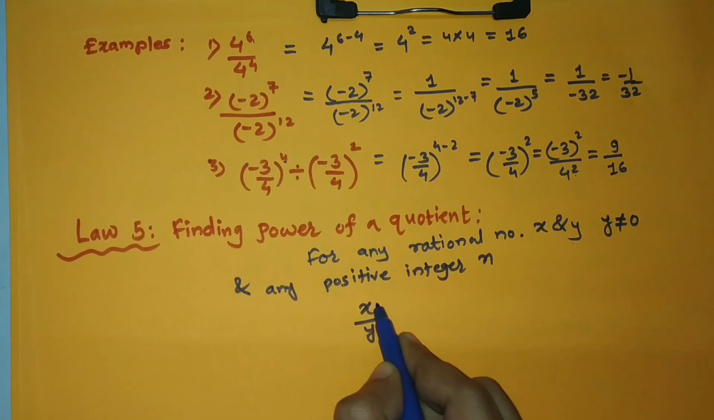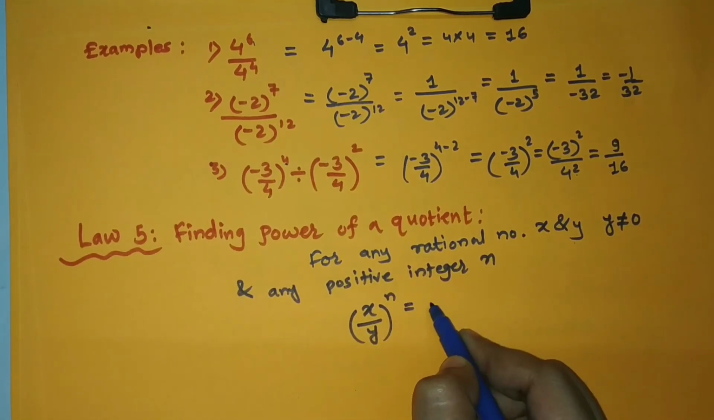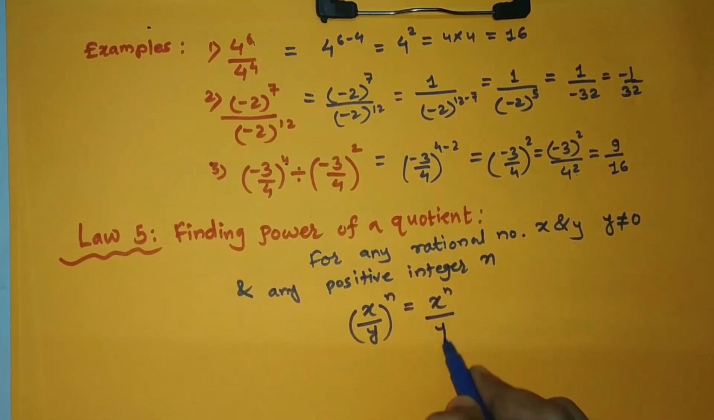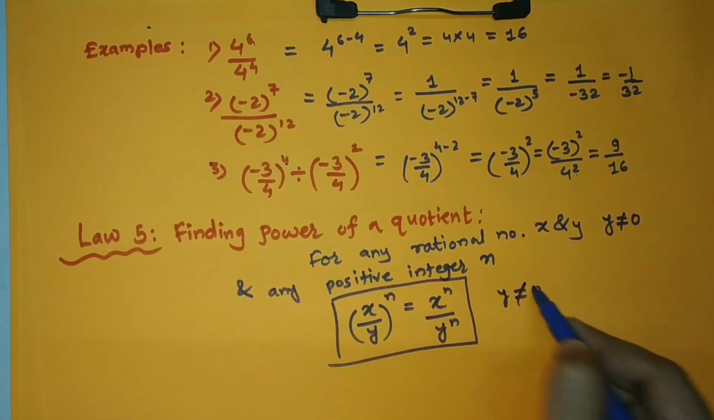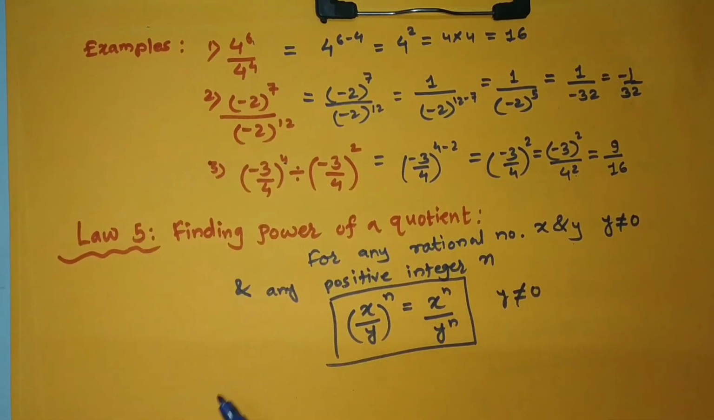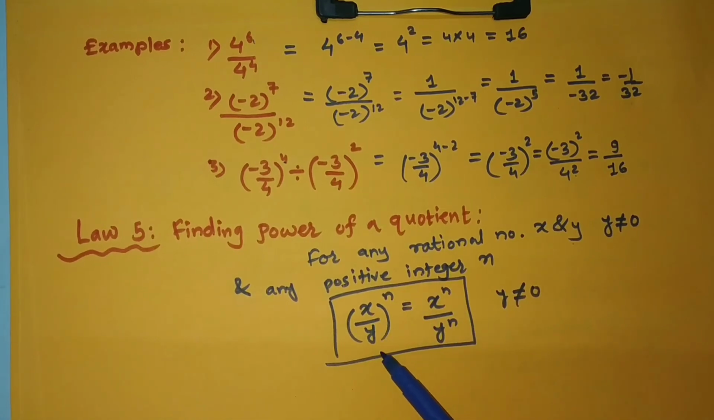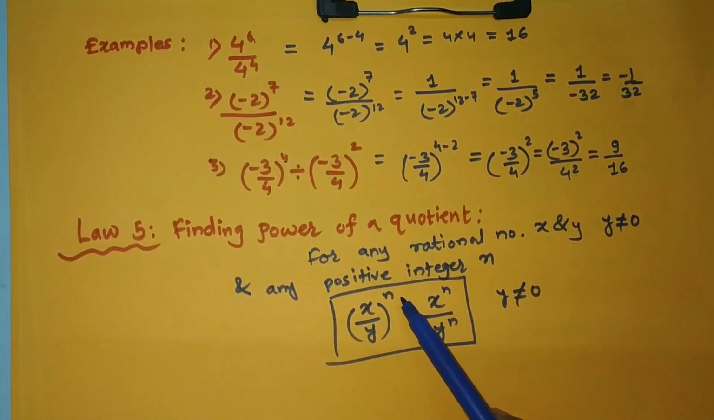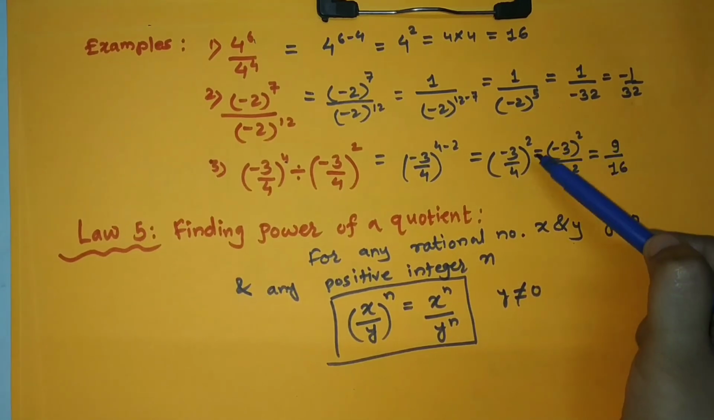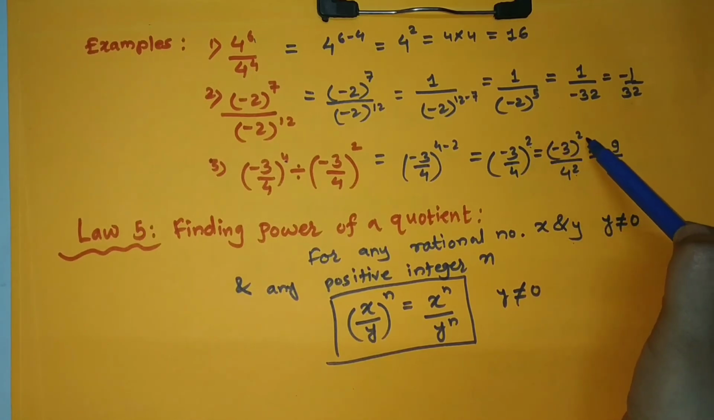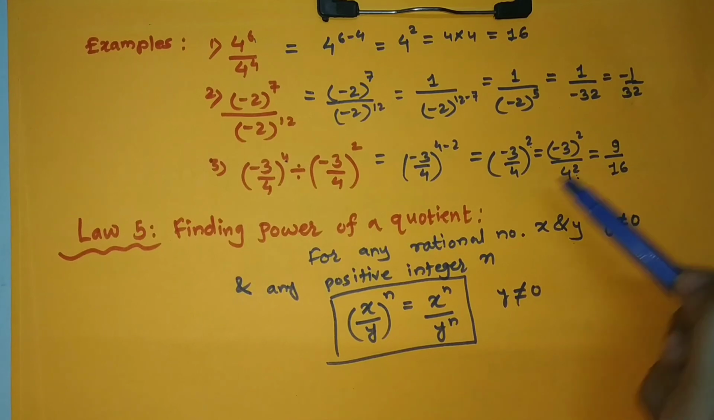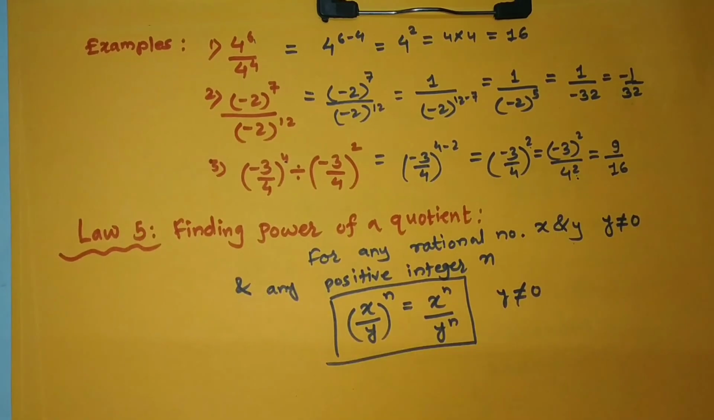So what does that law say? X by y to the power n, then you can give this power n to x and power n to y also. Condition is that denominator y should not be equal to 0. So finding a power of a quotient, that is law fifth, says that when we are having x by y to the power n, we can give x to the power n and y to the power n. Just like here we have done this, minus 3 by 4 to the power 2. So what I have done, I have given this power to the numerator and this power to the denominator also, and denominator should not be equal to 0.